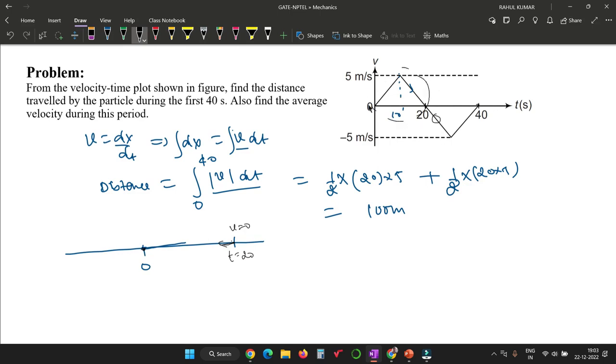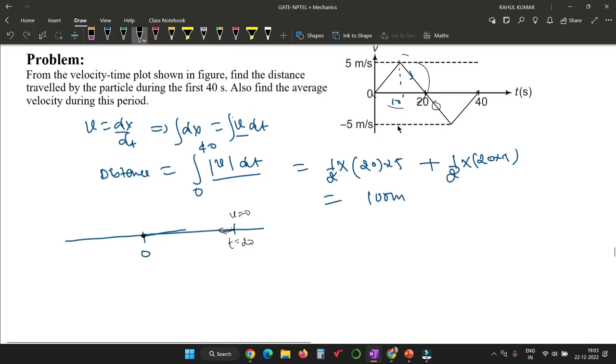Whatever it follows in this time interval, the same it follows in this time interval also, the same path, and finally it reaches point O. That's why the displacement becomes 0, so the average velocity is also 0. So V average equal to 0.